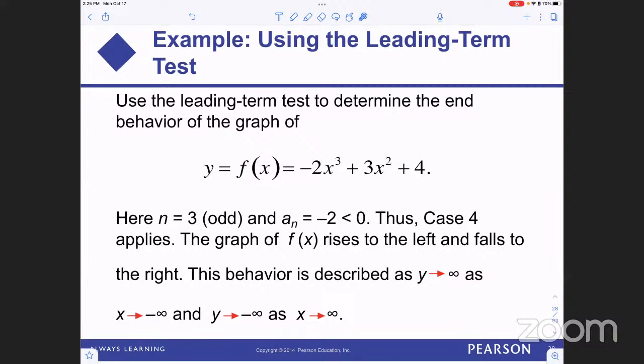All right. So this is just a typed version of what we just did, right? So we had this polynomial. The degree of the polynomial is 3, which is odd. The leading coefficient is -2. Again, it's just negative. So it's case 4. So we said it's going to fall to the right and rise to the left. You can see it falls to the right and rises to the left.